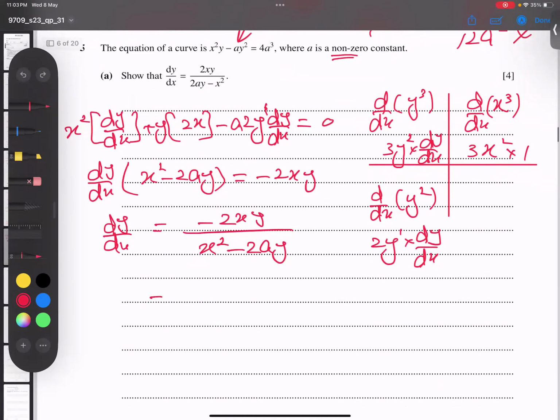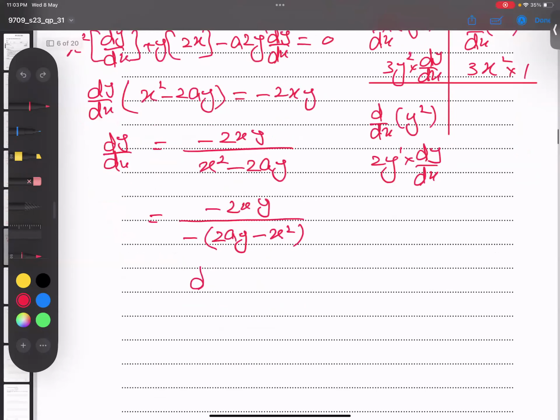So what is the technique? I will take negative common from the denominator. So this positive x squared will become negative, and this negative will become positive. I'm writing the order changed even. And negative 2xy and negative cancel out. So alhamdulillah Rabbil Alameen, I believe you got the point. So dy over dx equals 2xy over 2ay minus x squared. Proved.